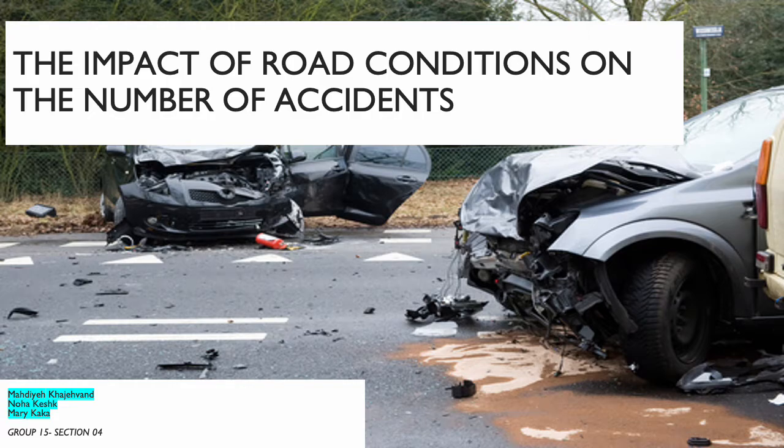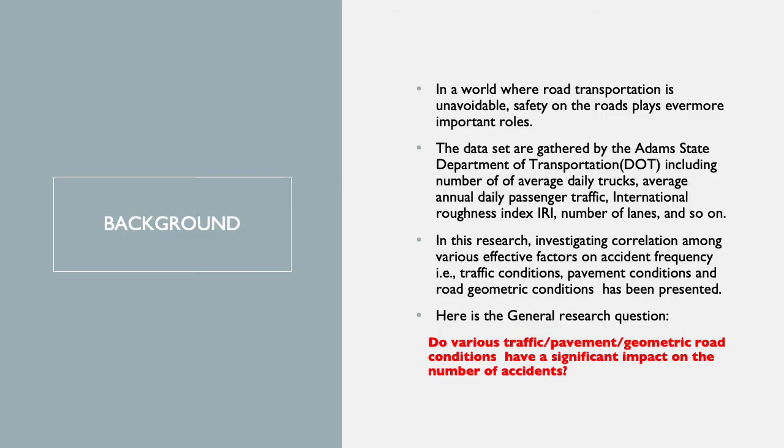Number of Accidents. As we all know, road transportation is unavoidable, and this being said, safety on the roads plays an important role. The data set we are using for this study was gotten from the Adams State Department of Transportation, and it includes variables or predictors such as number of average daily trucks, average annual daily passenger traffic, and the likes. In this research, we aim to investigate correlation among the various variables on the number of accidents.